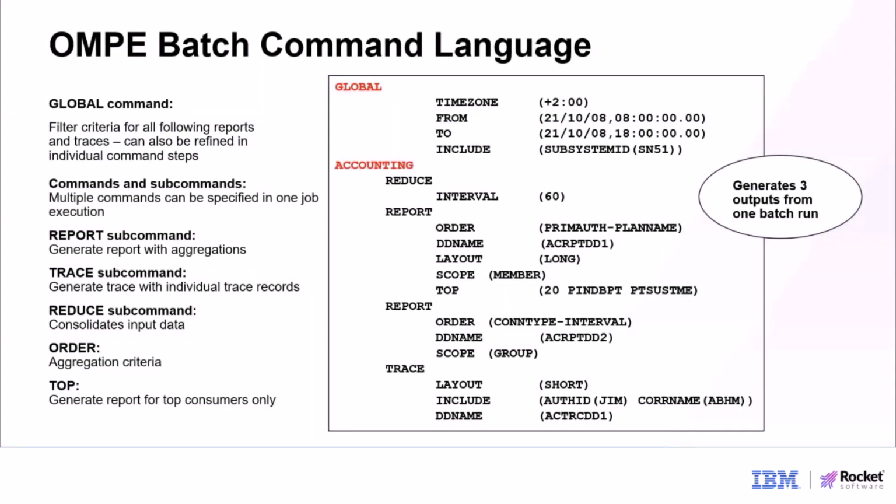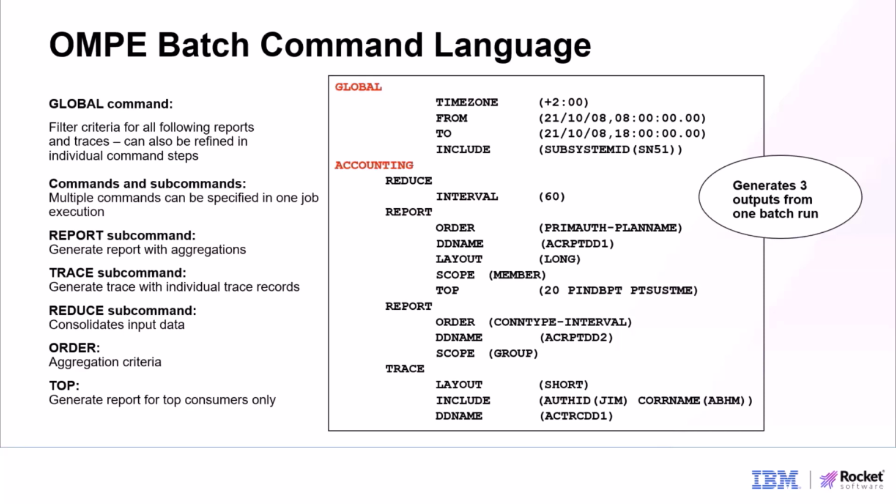So the Omegamon batch reporting has its own batch command language, and this is just an example of the formatting of the various components within the language. You can see there are quite a few options, and it can be challenging when you're first getting started to set this up. This is really where the ISPF interactive report facility comes in, which is going to show you how you can set up your initial jobs.